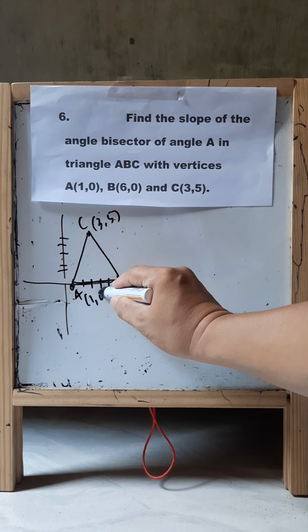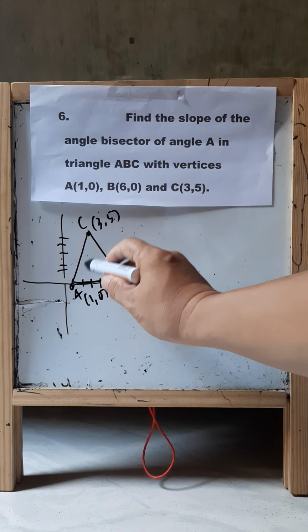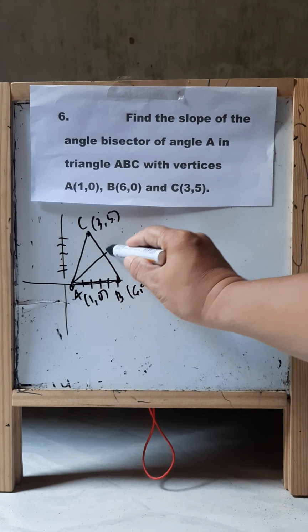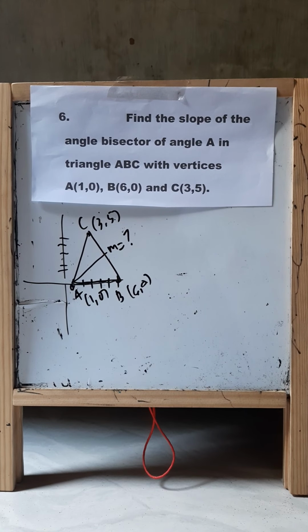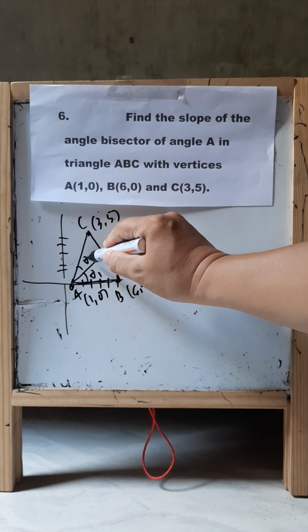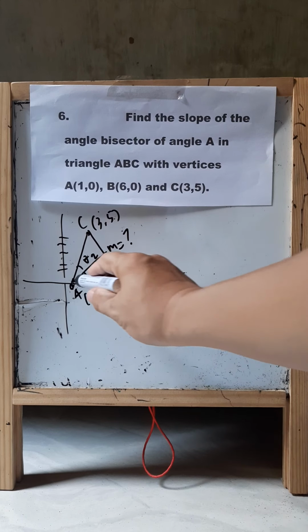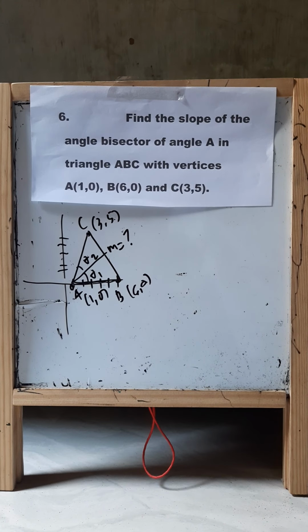B is (6, 0), A is (1, 0). So what is the question here? Find the slope of the angle bisector of angle A. Okay, we have here angle A. Angle A is an acute angle and we're going to bisect it. The question is, what is the slope of the angle bisector here, in which theta 1 is equal to theta 2? So first, we must know the slope of side AB and side AC. No need to solve the slope of side BC.